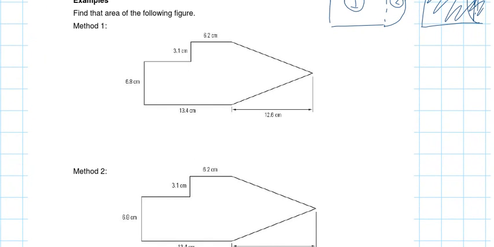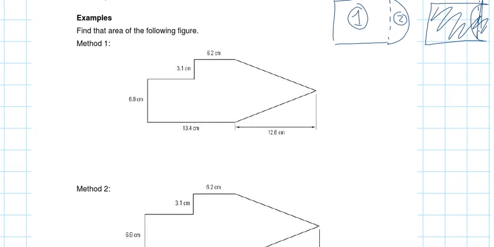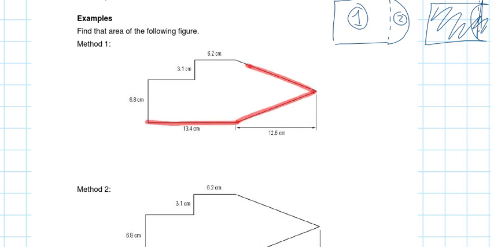I have this figure right here. This right outside is not part of the figure. This is just giving you the height. So your figure is this, this, this. Okay? Multiple shapes.